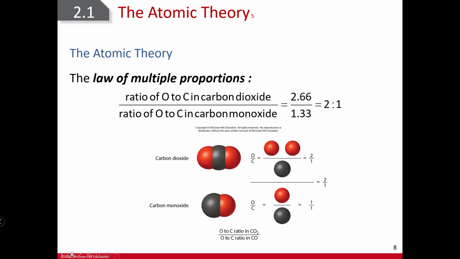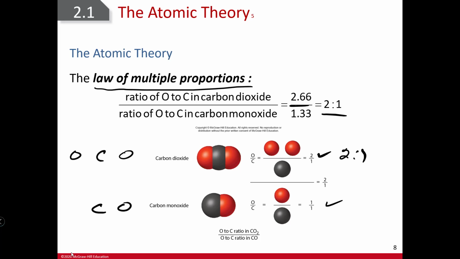We get a ratio of oxygen to carbon to be a whole number, 2 to 1. We take 2.66. Both of these have a common denominator of 1 gram of carbon, so we can divide 2.66 by 1.33 and we get a ratio of 2 to 1. And so Proust was able to figure out that carbon dioxide is 1 atom of carbon and 2 atoms of oxygen. And carbon monoxide is 1 atom of carbon and 1 atom of oxygen. It's 1 to 1. So this is called the law of multiple proportions.